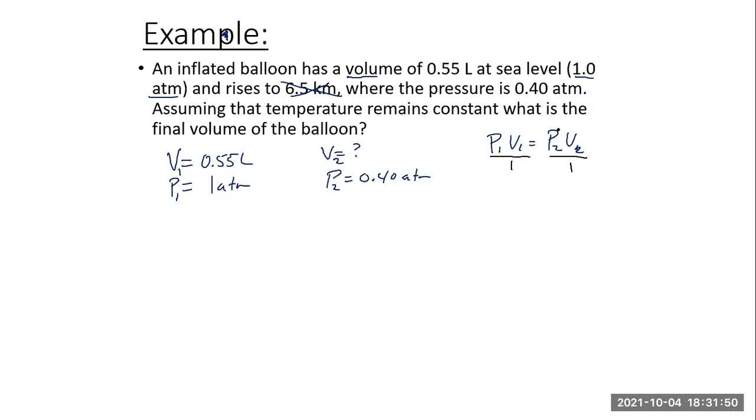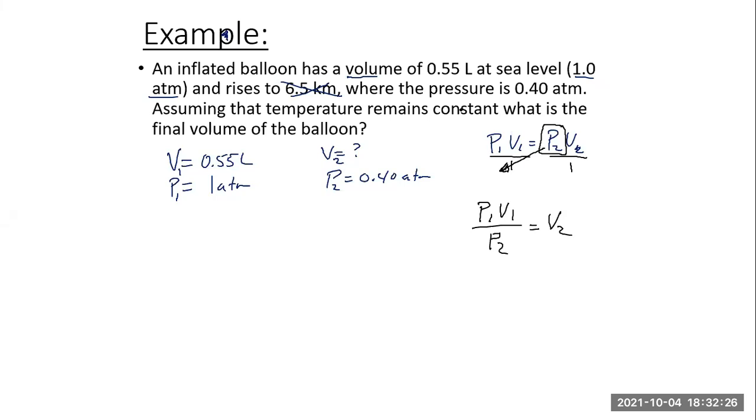So in this particular case, we want to move the P2 to the other side. It was on top on the right, which means when we move it over to the left-hand side, it will end up on the bottom. That gives me the correctly rearranged equation: P1 V1 over P2 is equal to V2. Basically, what we're doing is dividing both sides by P2.